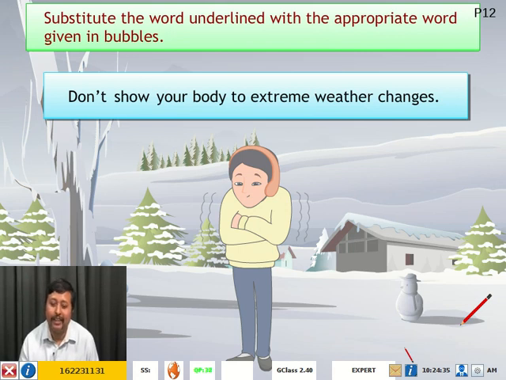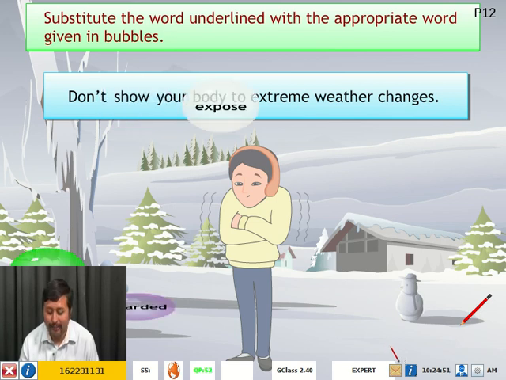Then the next line says, look at this. It's a very cool place, by the look of it. Don't expose your body to the extreme weather changes.